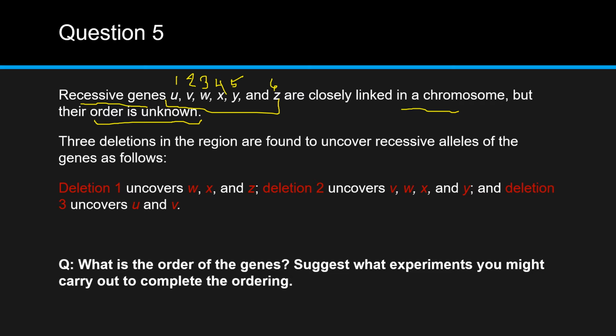So we make 3 deletions, and those deletions help us to uncover recessive alleles, as in a previous exercise that we already solved. And these are the deletions. So they give us, here there is 1, here there is 2, and finally here there is 3. And the question that they ask us is, what is the order of the genes? And suggest experiments to carry out to complete the ordering.